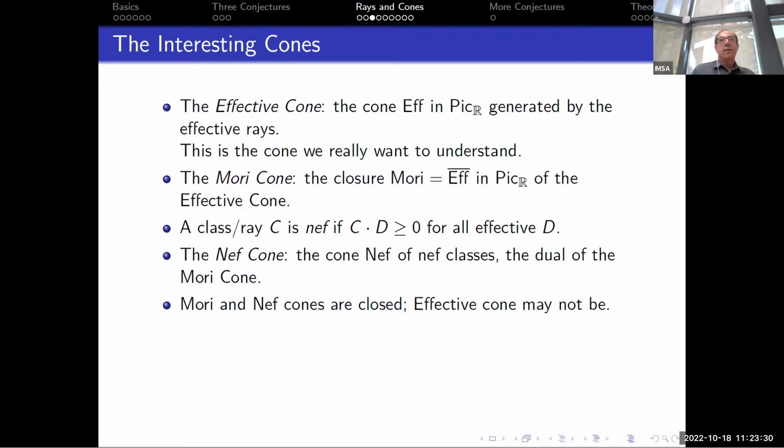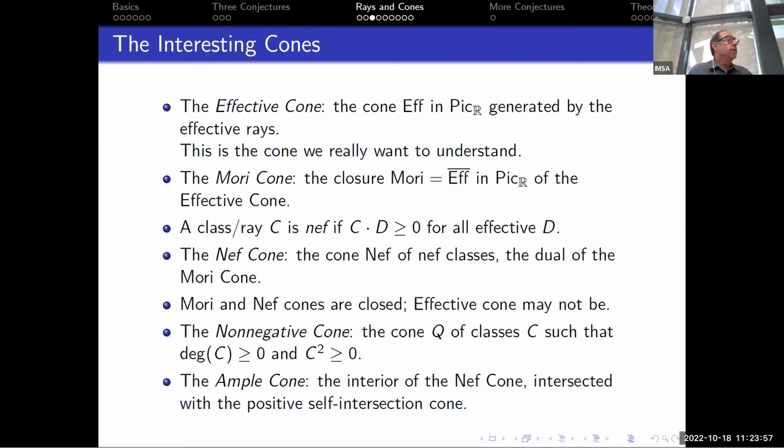And because this is a closed cone, the inequalities C dot D is bigger than or equal to 0 make it the dual of the closure of the effective cone, which is the Mori cone. So the Nef cone is the dual of the Mori cone, and they're both closed. The effective cone, as I said, may not be closed.